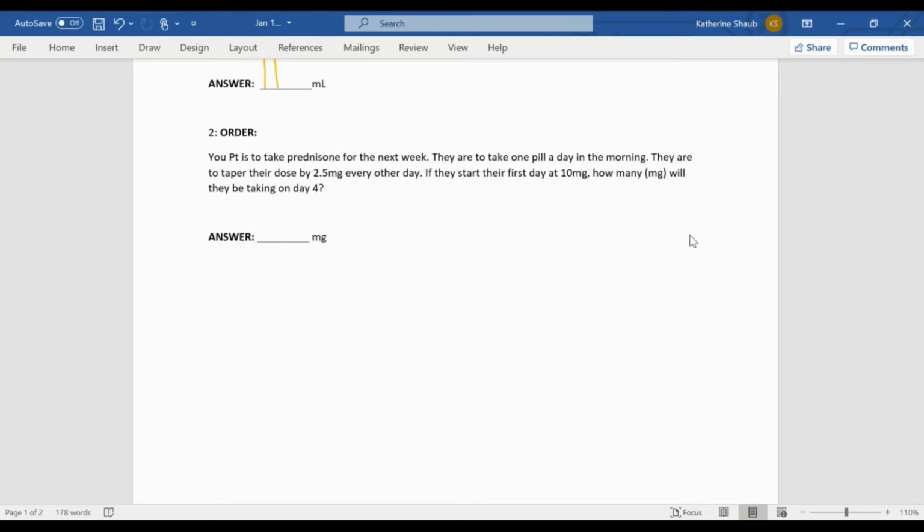Okay, next we are going on to number 2. This says your patient is to take prednisone for the next week. They are to take 1 pill a day in the morning. They are to taper their dose by 2.5 milligrams every other day. If they start their first day at 10 milligrams, how many milligrams will they be taking on day 4?